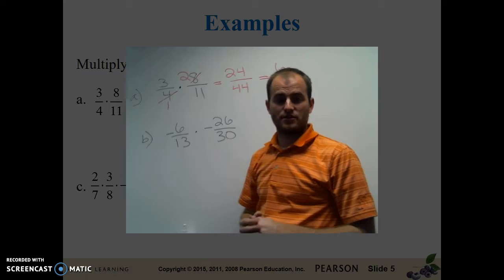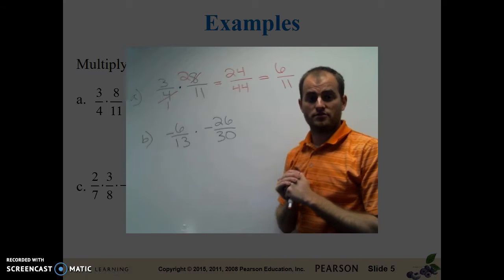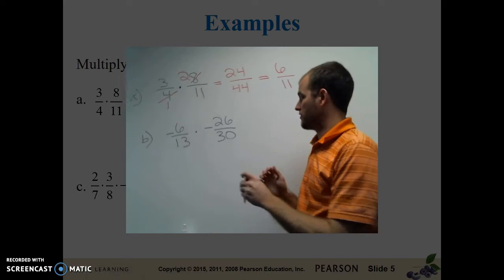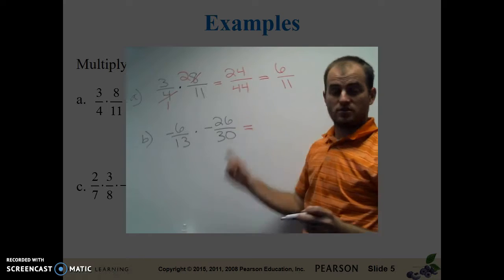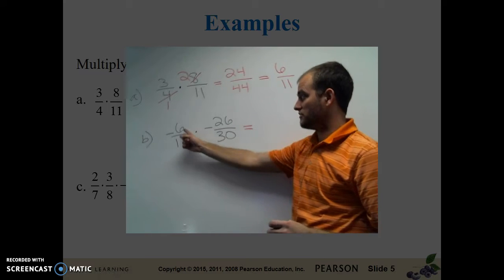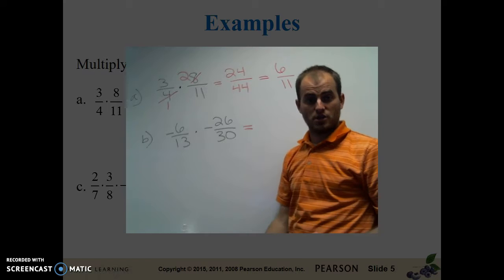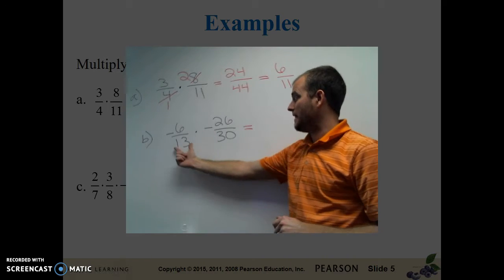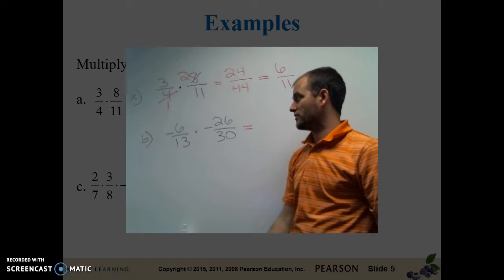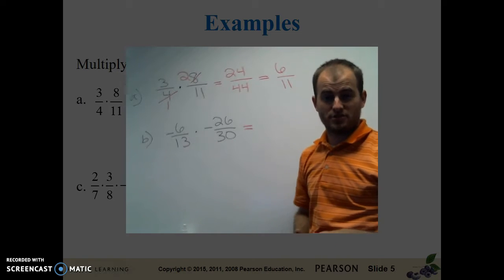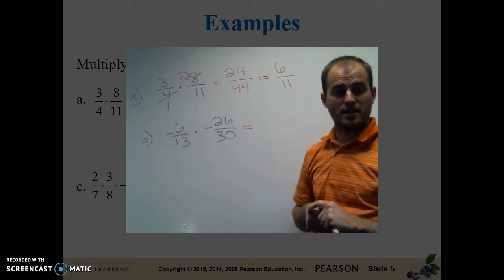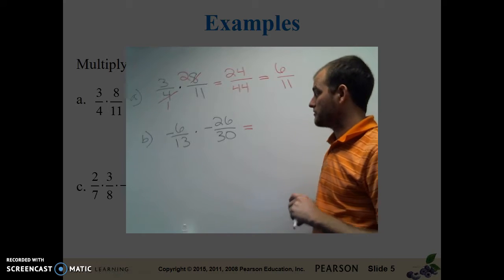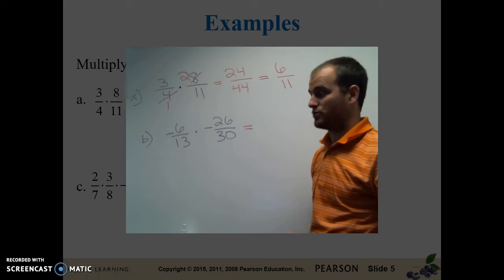All right, let's look at letter B. -6/13 times -26 over 30. If you were to do this the long way, multiply straight across, 6 times 26 is a huge number, 170 something maybe, and 13 times 30 is 390 or something. Then you'd have to try to figure out how to simplify it, which would take a lot of work. So instead we can simplify first, which will save us a lot of work and make it a lot easier.